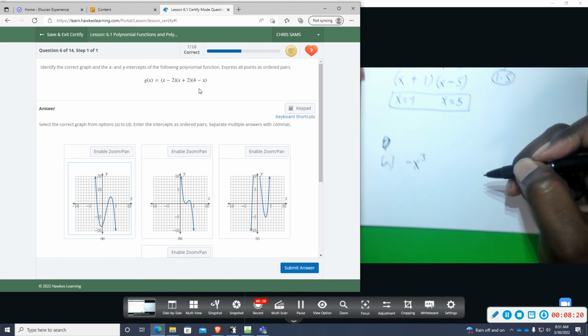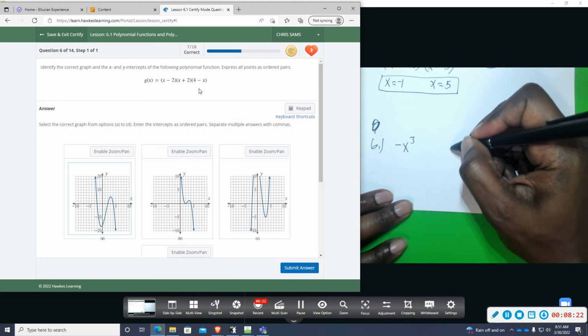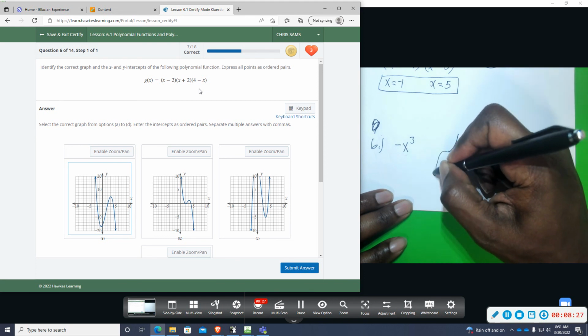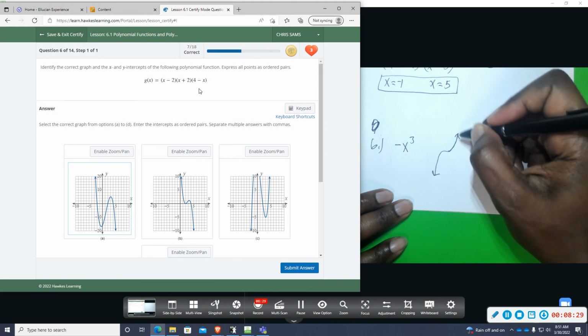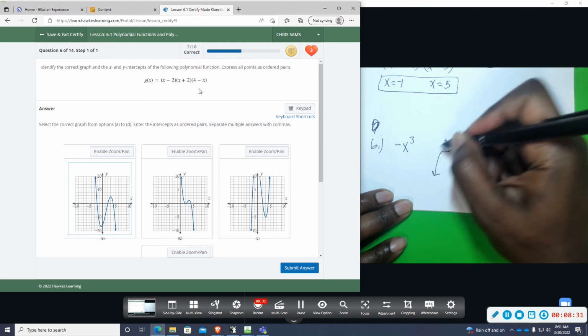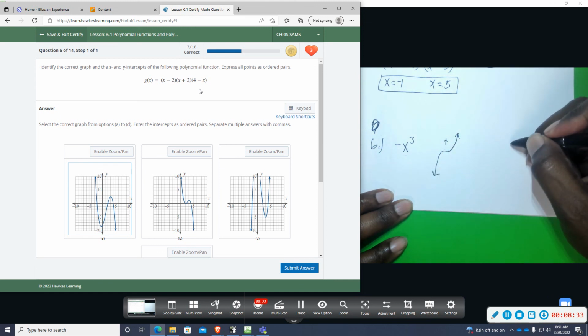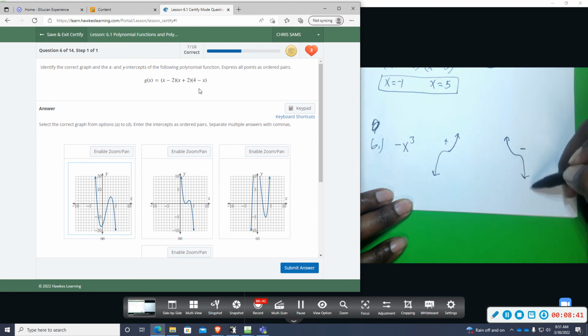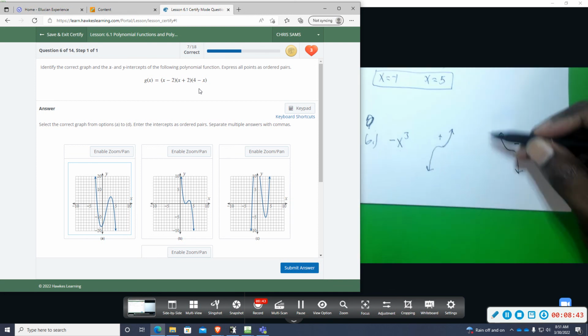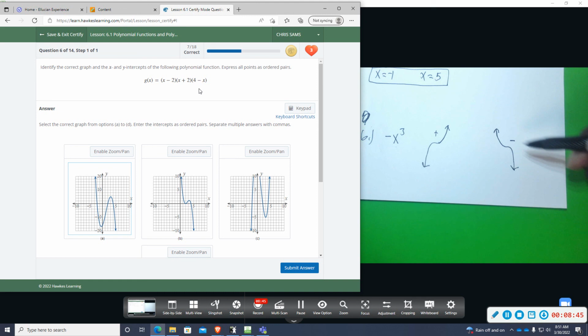Okay, so let's talk about the odd degree. Odd degree, if it's positive, we'll do this. The right goes up, left goes down. If it is negative, it flip-flops. The left goes up and the right goes down. Okay, so that's what we're looking at, a negative. And it might have more of a hump in between, but the end behavior is going to look like this.